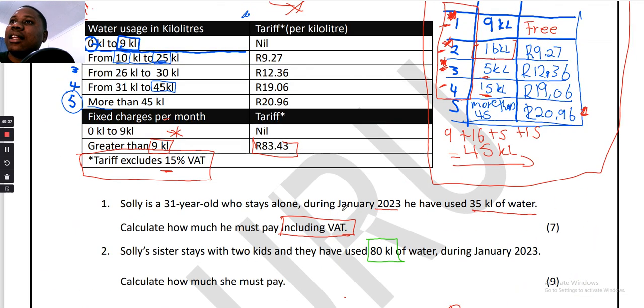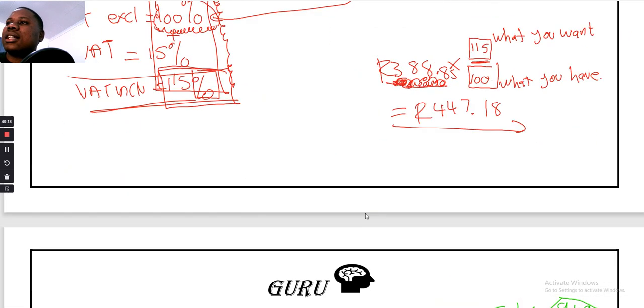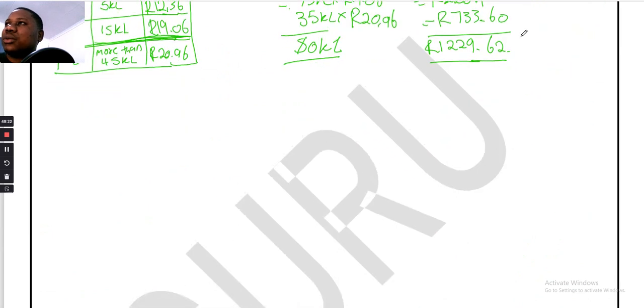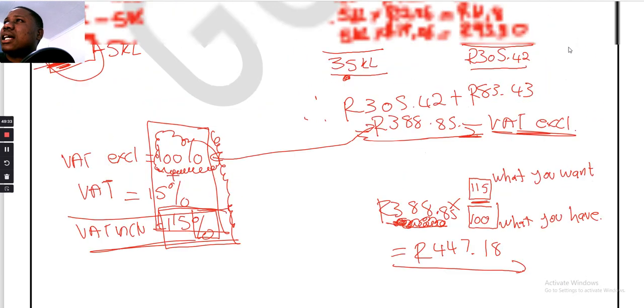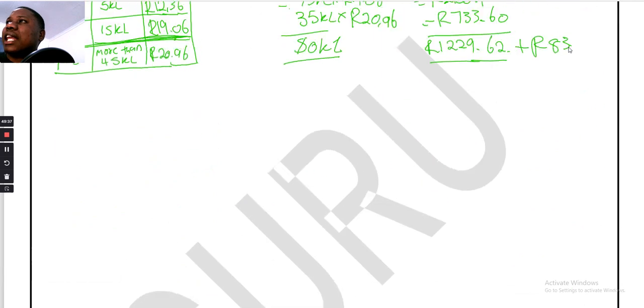Then remember, there is a fixed charge because you have used more than 9, greater than 9. We come back here to the fixed charge. We are done with the variable charge, so now we are here at the fixed charge. Okay, so they are going to charge her 83 rand 43 cents. So we just add it to this total. We add 83,43. And remember, the VAT is not included, so we are also going to include the VAT, and that is 1313.05.